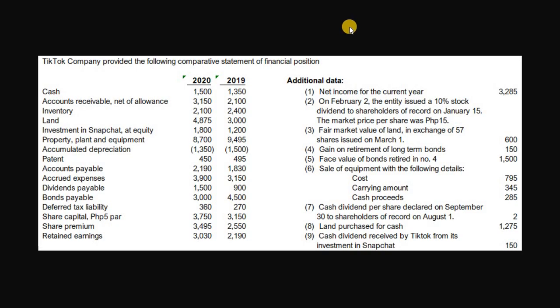Going back to the problem, in the additional data number 7, it says here that we have a cash dividend per share that is declared on September 30 to shareholders of record on August 1 for 2 pesos per share. So we need to determine the outstanding shares as of August 1 because the shares that are outstanding on August 1 are those entitled to the 2 peso cash dividend. So how many shares were there on August 1?